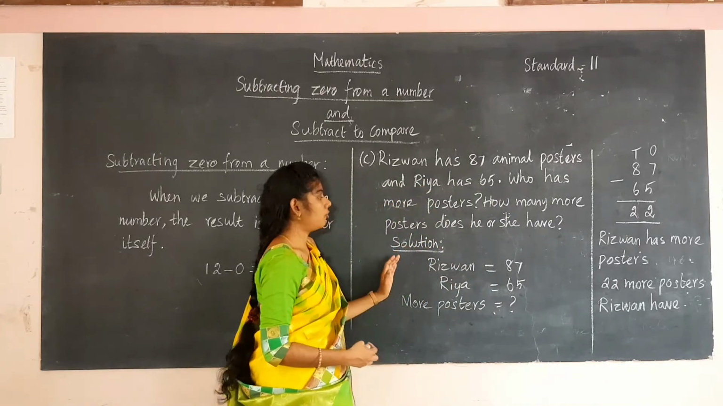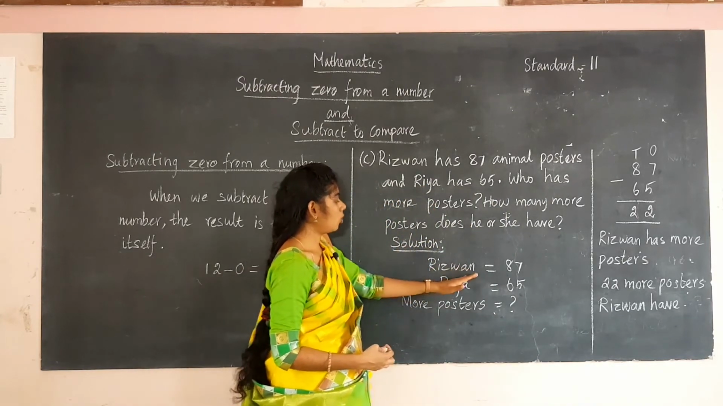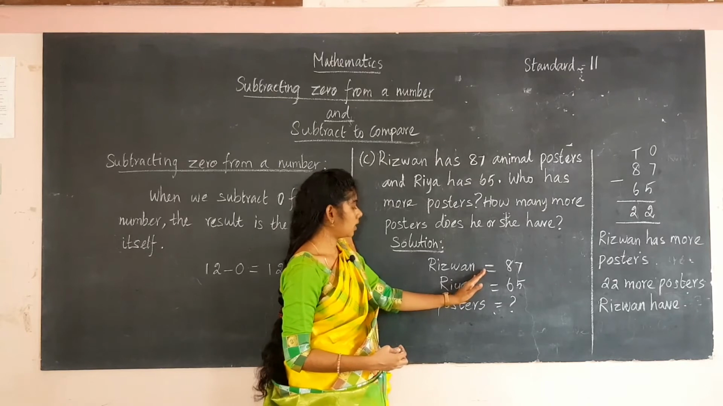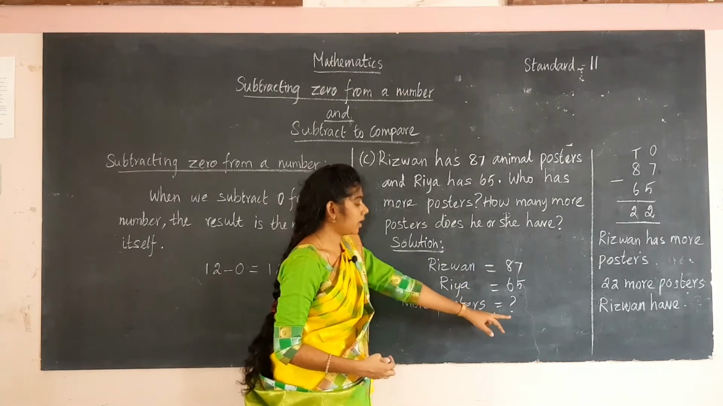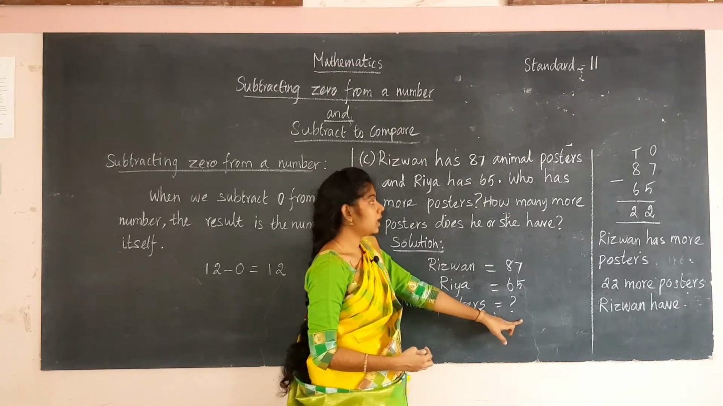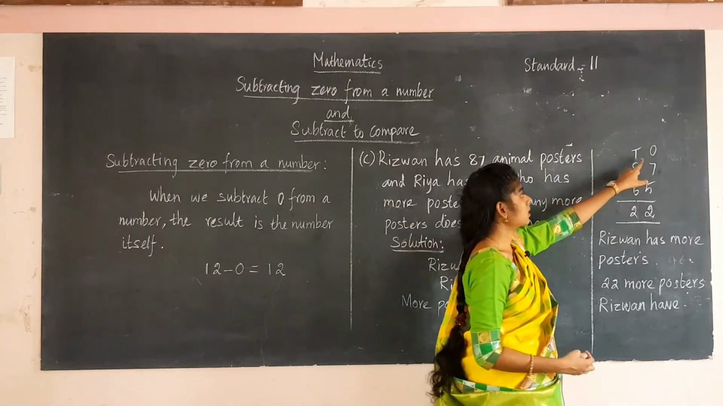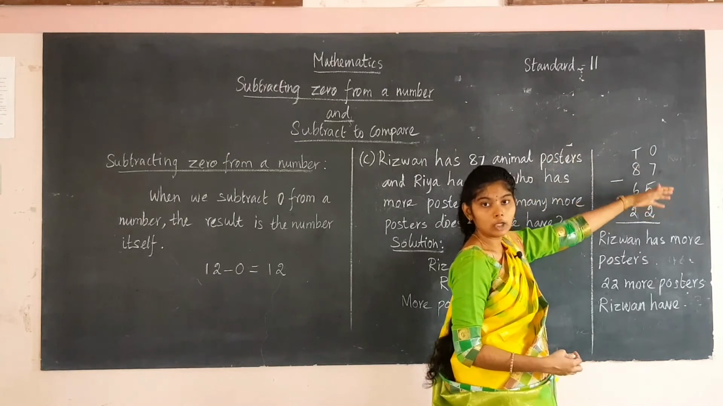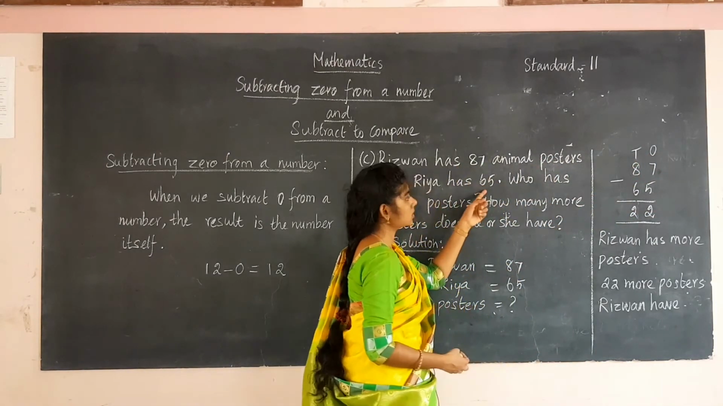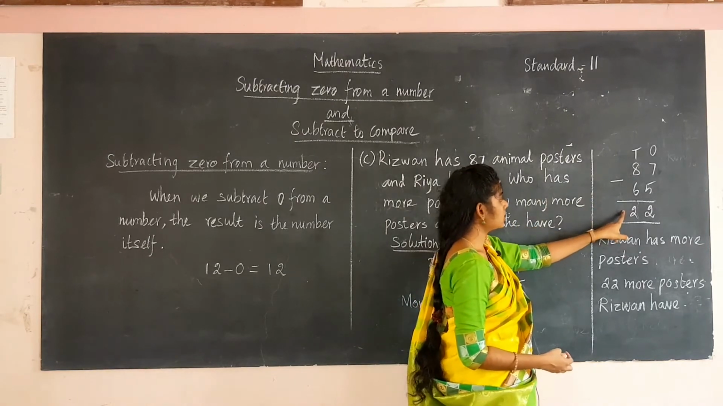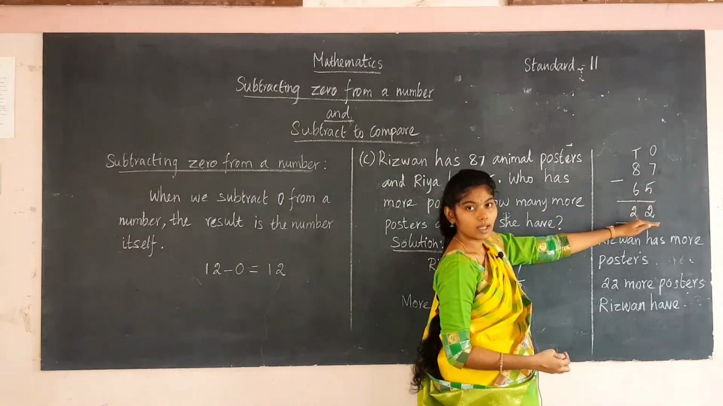So how have we found it? First we mentioned how many posters Rizwan has and Riya has, and then we mentioned what we need to find. Then we wrote the places, and then we gave the values for each of the places for comparing those two numbers. So we compared and found the answer: how many more posters Rizwan has.